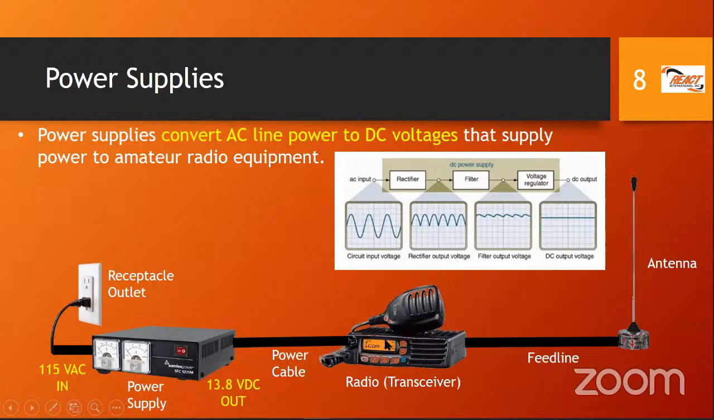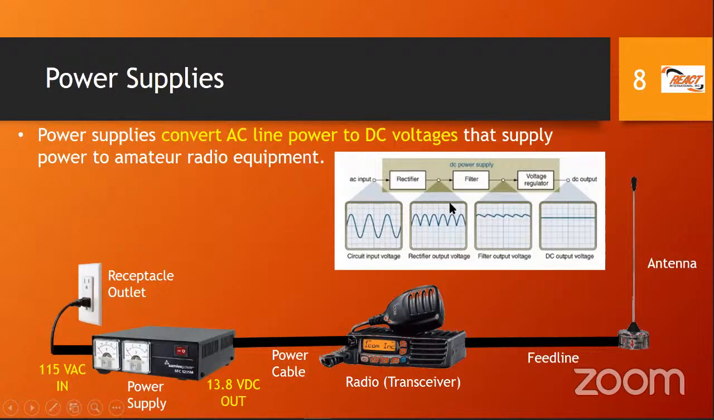That voltage is too high, and it's also alternating current. The typical voltage used by many amateur radio or general radio equipment will be 13.8 volts, or sometimes we call it 12 volts DC. So this power supply will take 115 volts AC in and send out 13.8 volts DC. So it basically converts AC into DC so that it can supply the equipment. So that's a power supply.